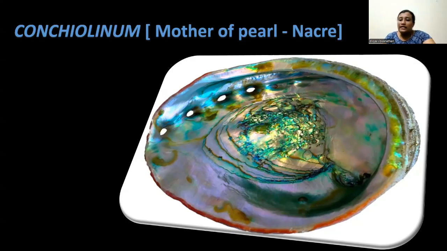This is actually the innermost layer of the pearl. On this substance only, the pearl develops. This is like the bed of the pearl, like how the fetus develops from the placenta, right? Like that, for a pearl, this is the bed, Conchiolinum.